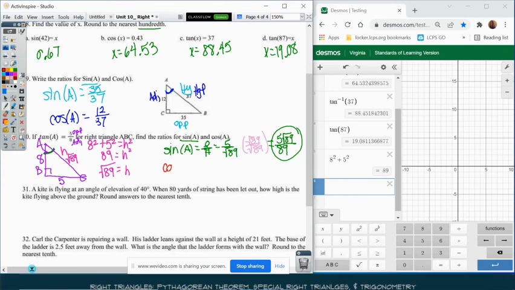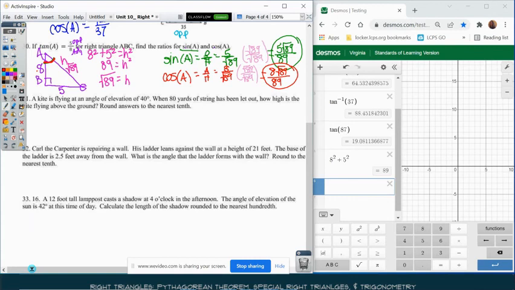The next item wants the cosine of A. So cosine is adjacent over hypotenuse. From angle A, my adjacent is the 8. My hypotenuse is the square root of 89. Again, we need to rationalize that denominator times the square root of 89 over square root of 89 so that we can remove the radicals from that denominator. So 8 times the square root of 89 over 89 is our cosine of A ratio.